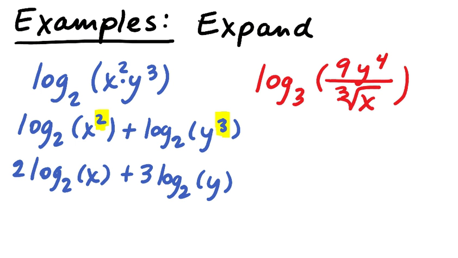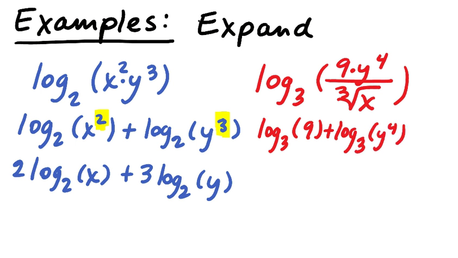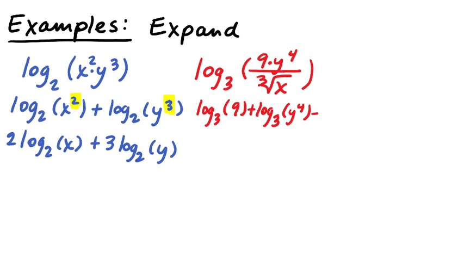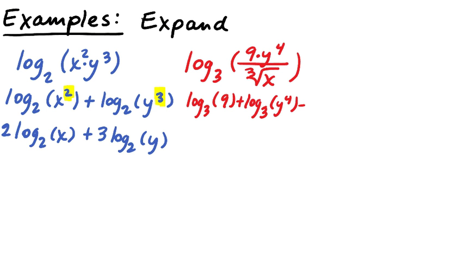All right, and then the one on the right, I've got multiplication here, but then division. So I'm going to need to write small also. I'm going to have the log base 3 of 9 plus the log base 3 of y to the 4 minus the log base 3 of the third root of x.